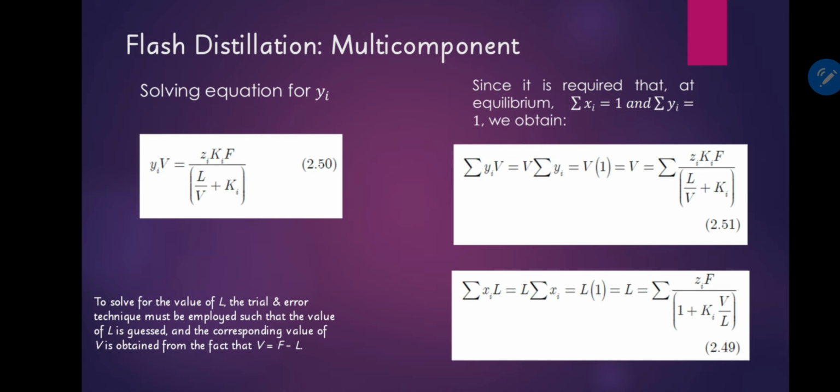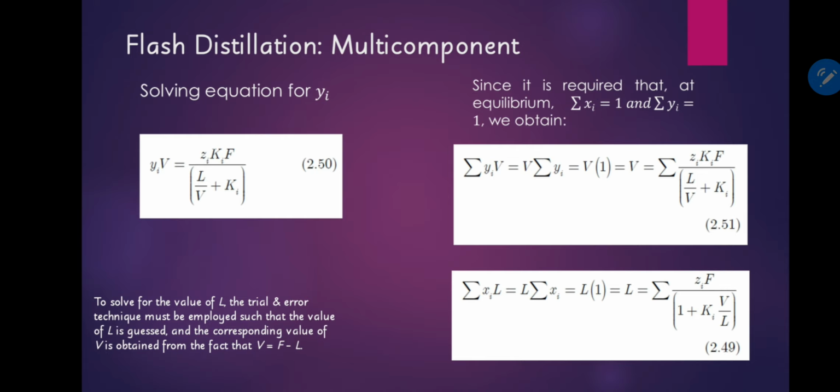Okay, now, you know that for a multi-component flash distillation, solving for the equilibrium concentration is a trial and error process. To solve for the value of L, the trial and error technique must be employed such that the value of L is guessed and the corresponding value of V is obtained from the fact that V is equal to F minus L. So how do we do that? Let's see in the example later so we don't get confused.